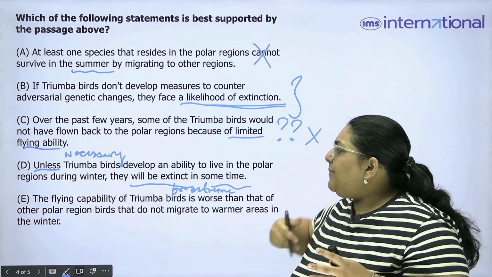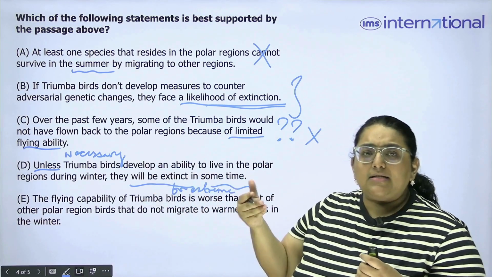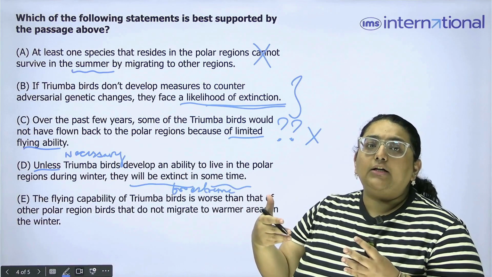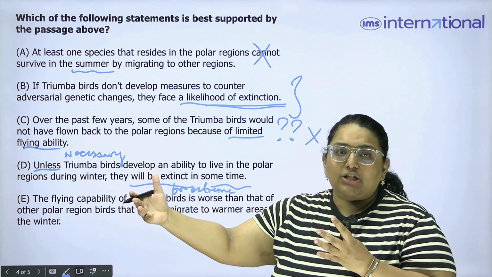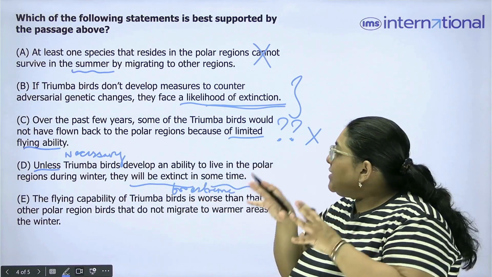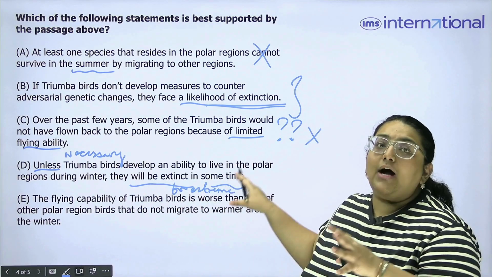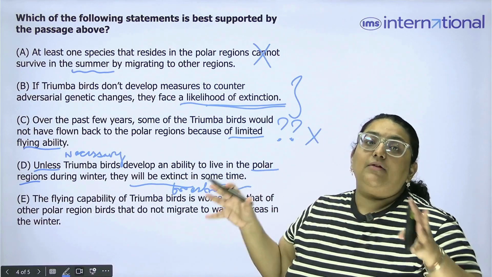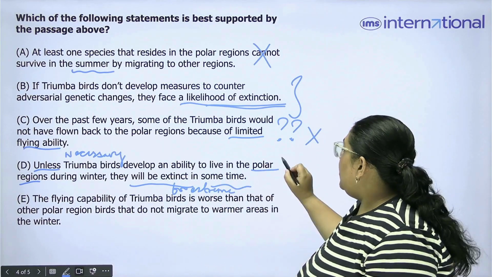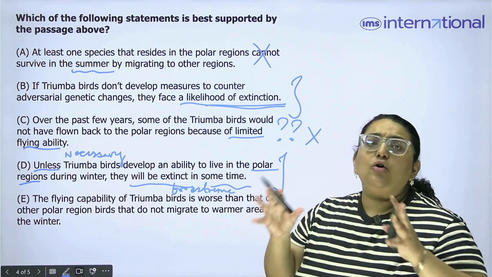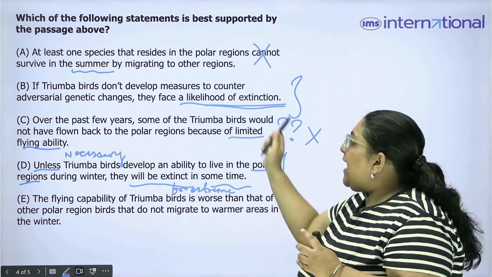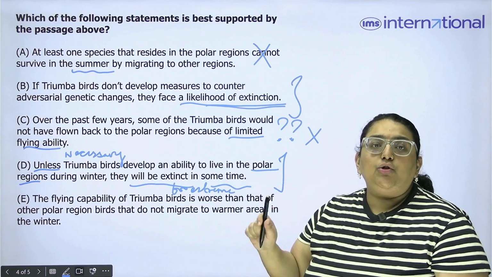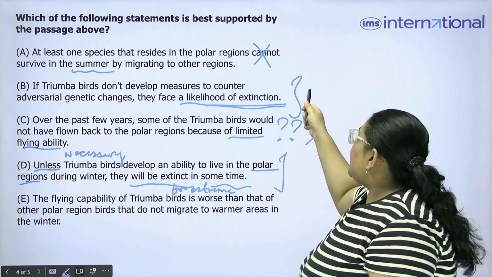We can't say that. Maybe their capability to fly decreases, but not so much that they are not able to fly to some nearby area where they are not under very harsh conditions, but they are still able to survive. So it's not necessary that they will have to adapt to living in the polar regions, only then they will survive. Okay, so this is a very close option, but out of B and D, if I have to choose one, I will go for B and not D because D is too extreme. So out of the two, B is a better option.